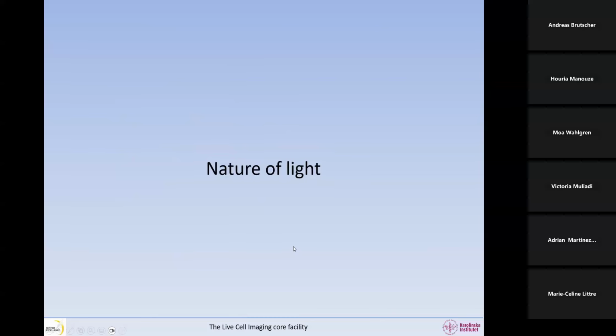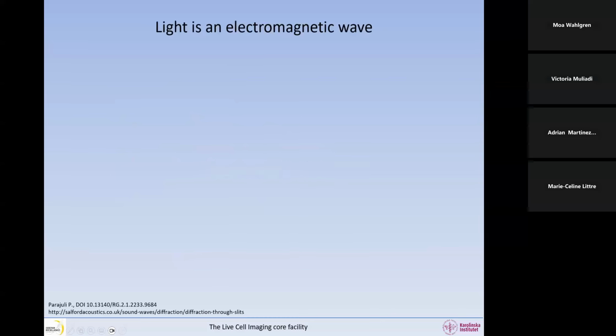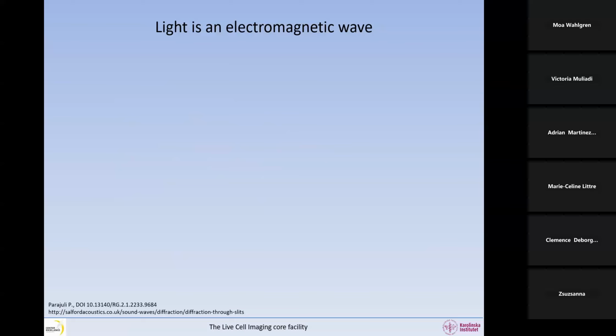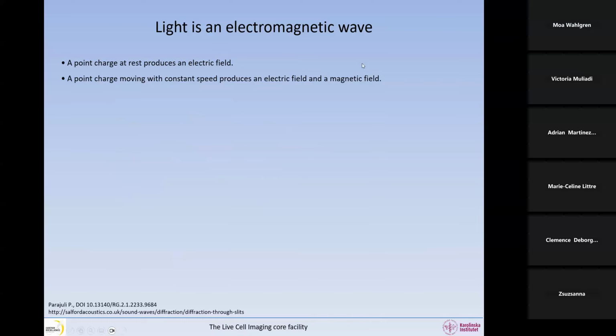So here is my little lecture about the nature of light. Light is an electromagnetic wave. If we have a point charge which doesn't move, around itself it produces an electric field. And if this point charge moves with constant speed, it still produces an electric field, but it also produces a magnetic field around itself, okay?